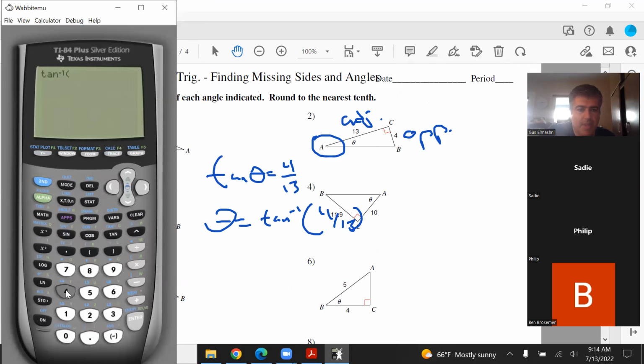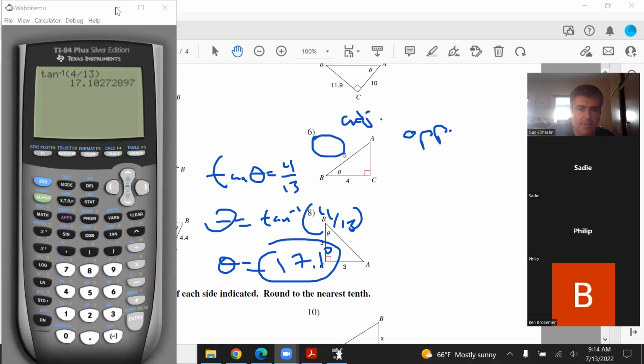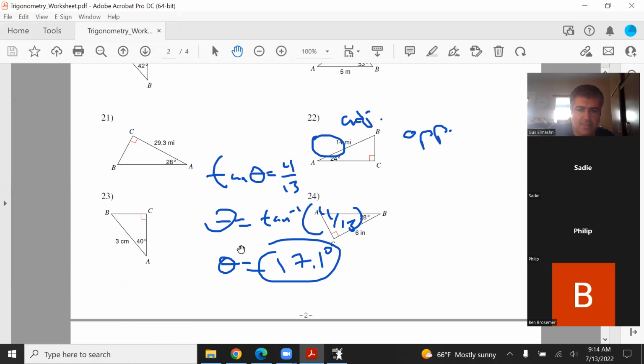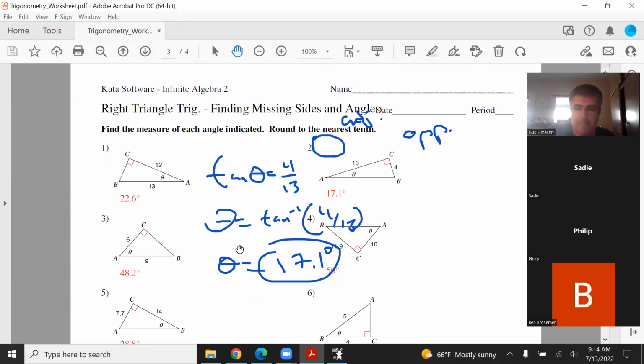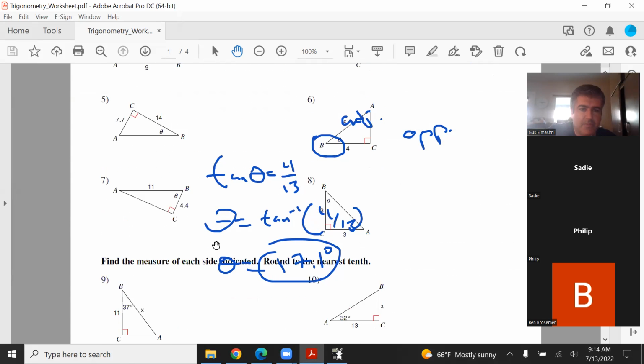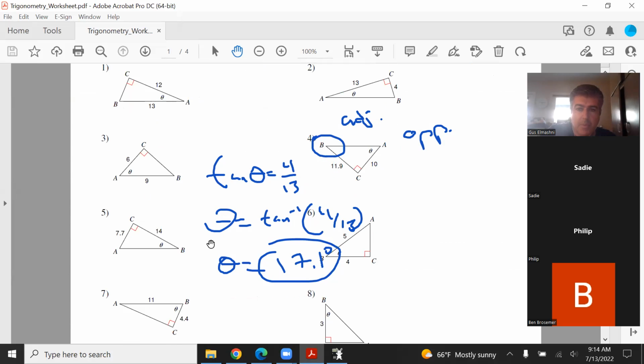Second, inverse tan 4 over 13. Boom, boom, boom. And we're A-okay. We get 17.1 degrees. Yep, you see the answers right there. See, so you could do more of those if you got stuck and need more practice.